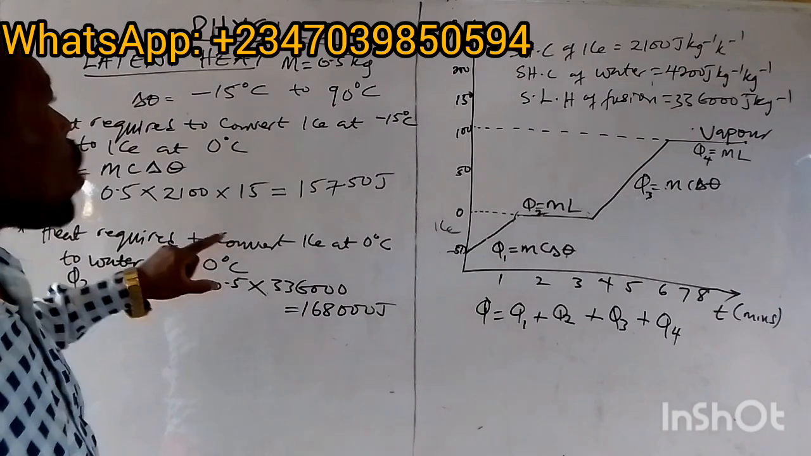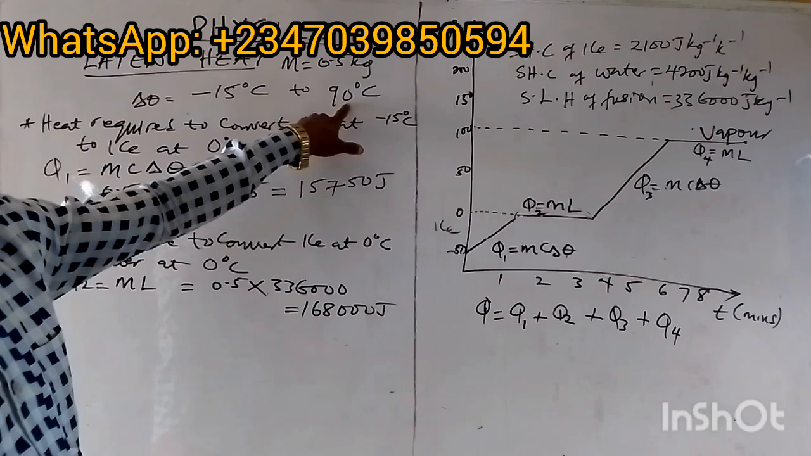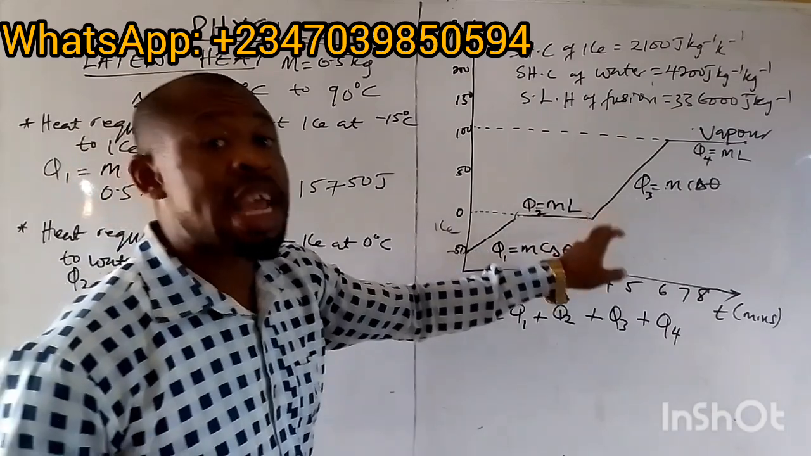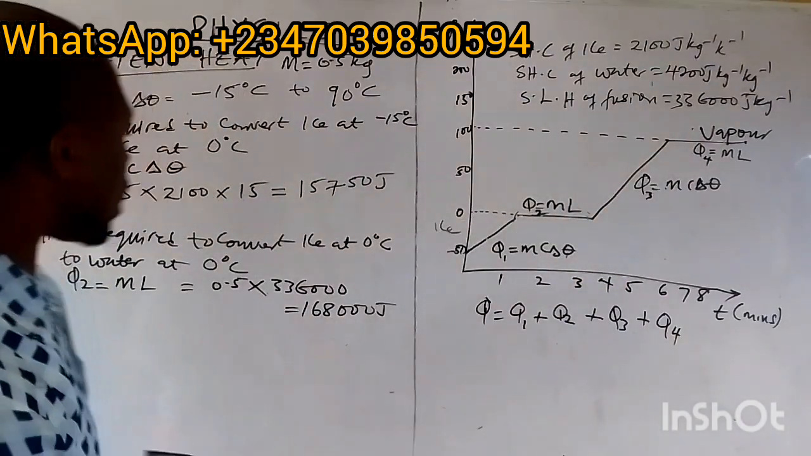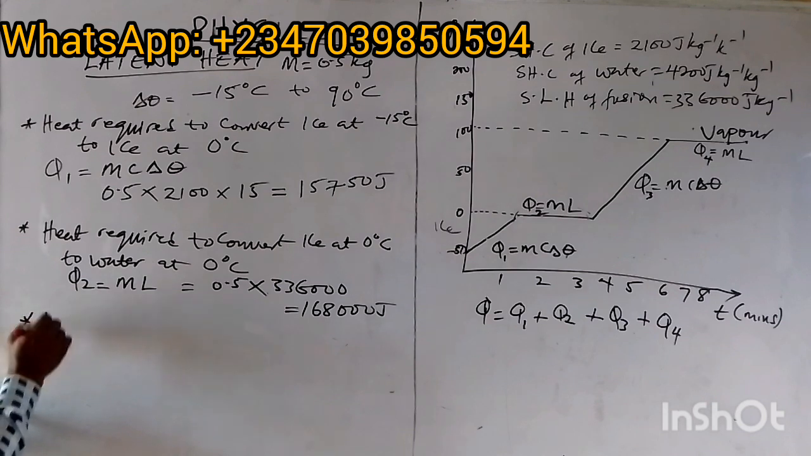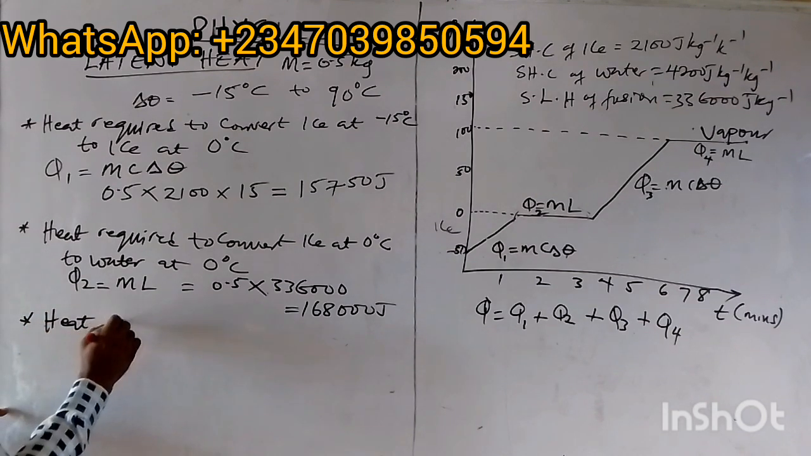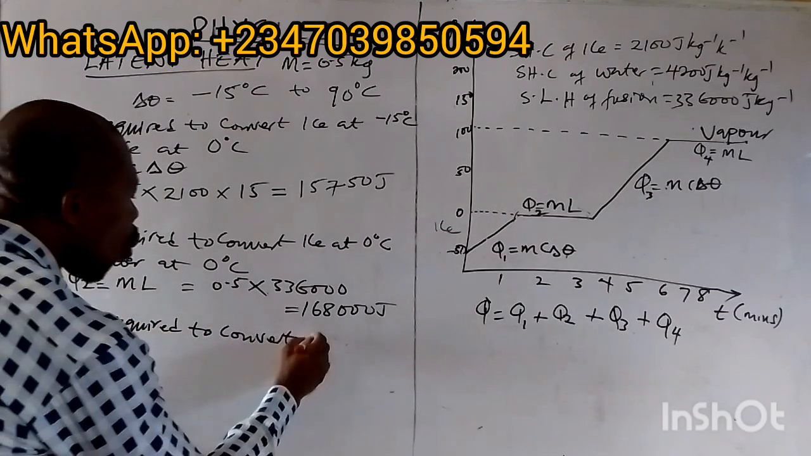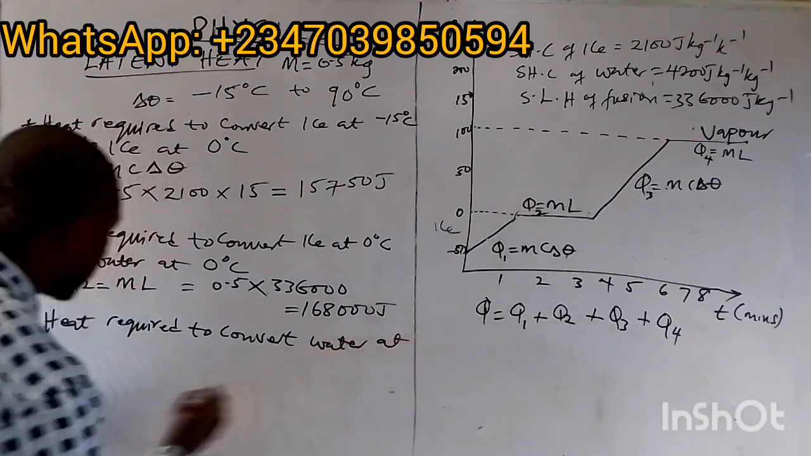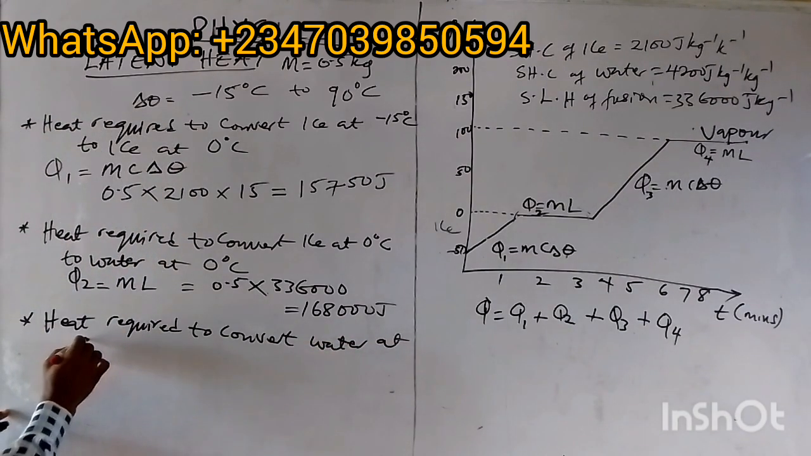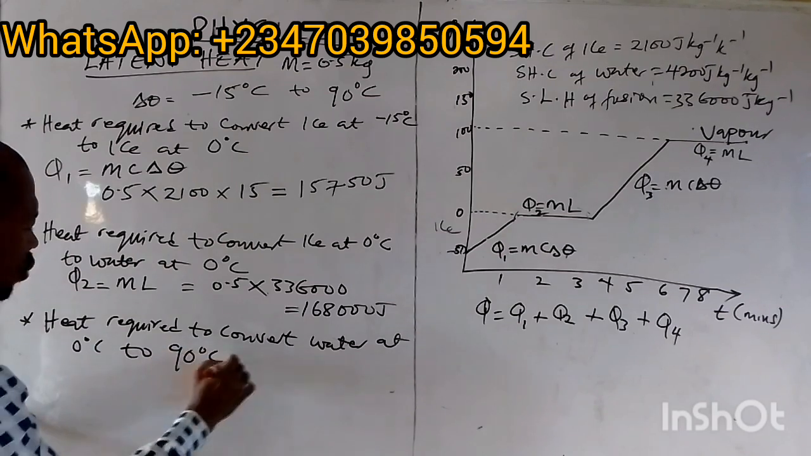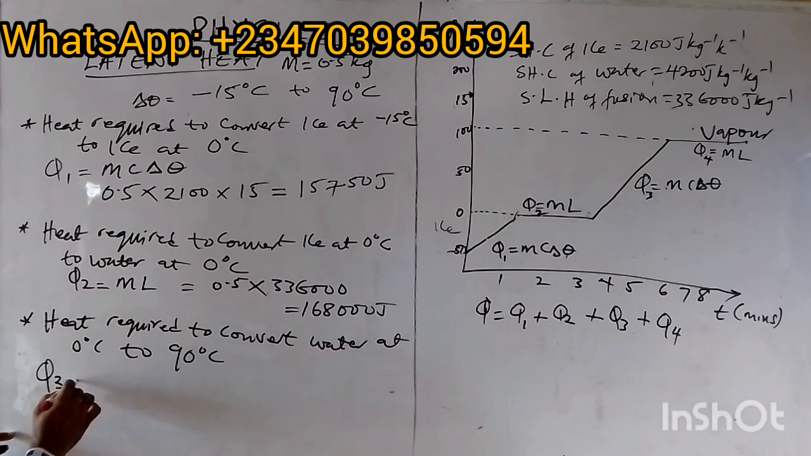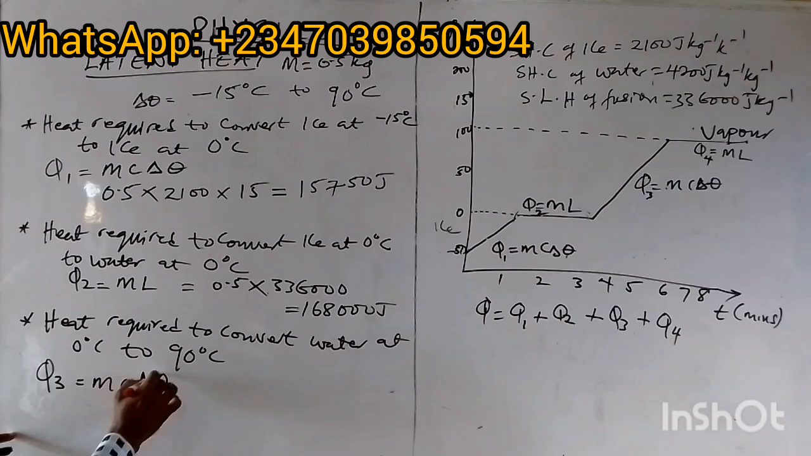The next thing, remember the question said from minus 15 to 90. So now it is water at 0 degrees Celsius, and we heat it up to 90. So we have the heat required to convert water at 0 degrees Celsius to 90 degrees Celsius, which will give us Q3. Q3 is mc delta theta.